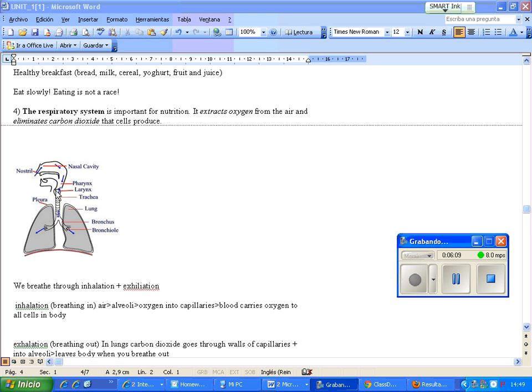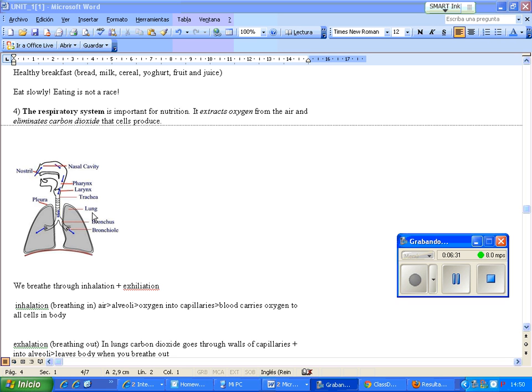The larynx is between the pharynx and the trachea. The vocal cords are part of the larynx. They help us speak. The trachea is a long tube with hard rings. It divides into 2 big branches called bronchi. One bronchus goes to the right lung, and the other bronchus goes to the left lung.